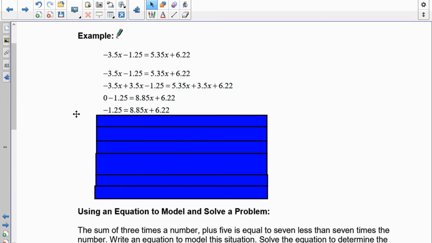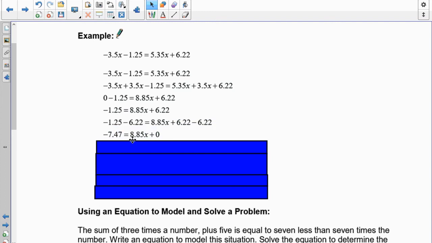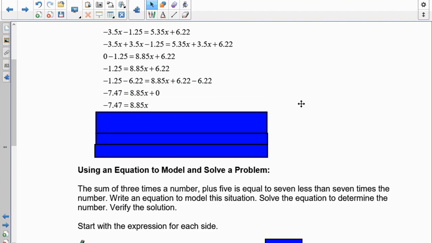All right, so remember, we've got to get rid of the added or subtracted component when we're working to isolate the variable. That means I'm going to subtract 6.22 from both sides. So this becomes negative 1.25 minus 6.22, and this becomes a 0. So I now have 8.85x plus 0. On the left-hand side, I've got negative 7.47. Remember, a negative and a negative are 2 separate numbers, so just add them together, and that's how many negatives you have. Now, that simplifies out. Now I'm multiplying the variable by 8.85.